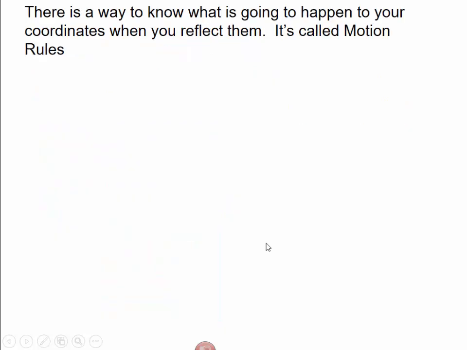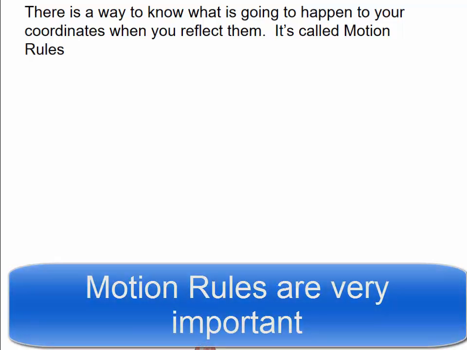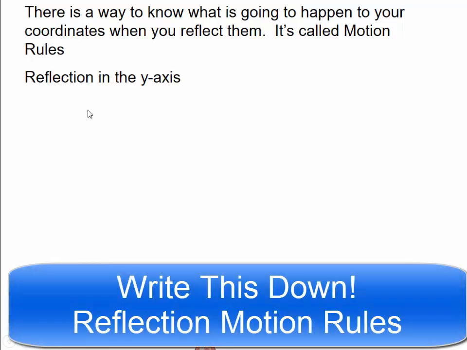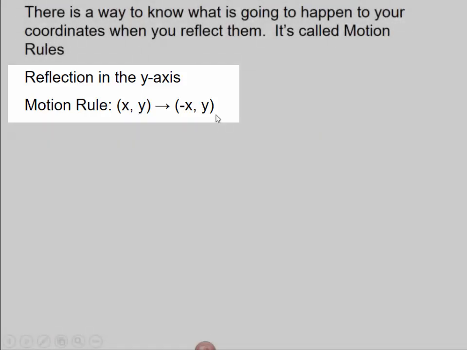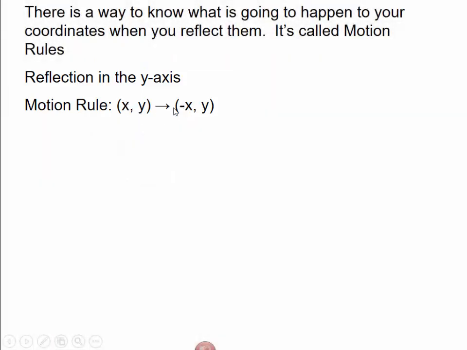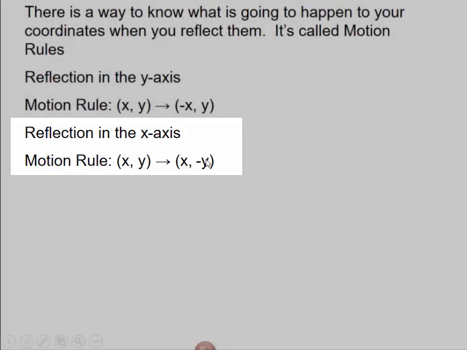So what we really do is have a rule. This is called a motion rule, and you should write this down as reflection motion rule. A reflection in the y-axis, the rule is (x, y) becomes (negative x, y). So your y stays the same, but your x becomes its opposite. If I'm reflecting in the x-axis, it's the opposite of that. (x, y) becomes (x, negative y).